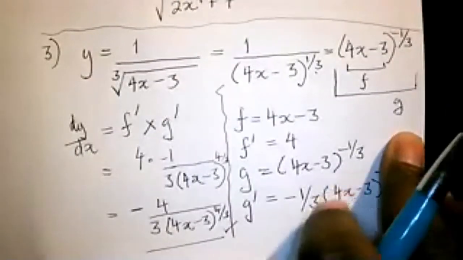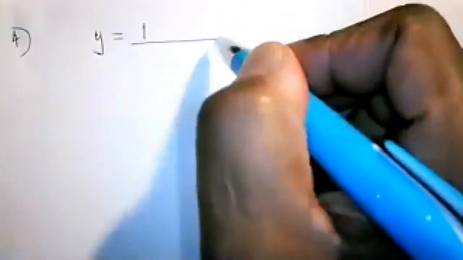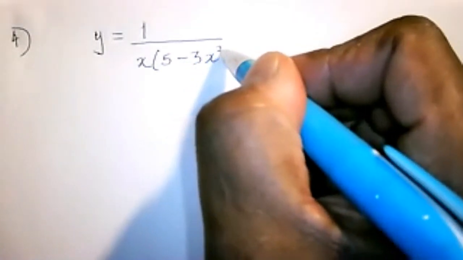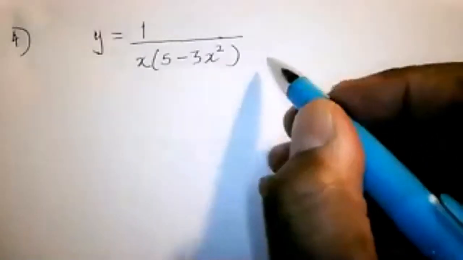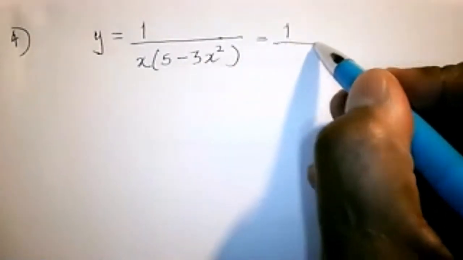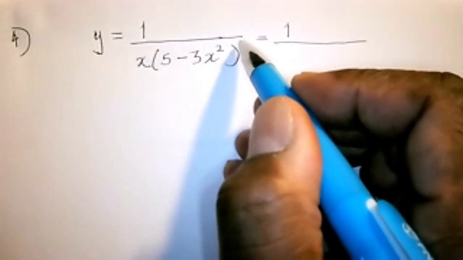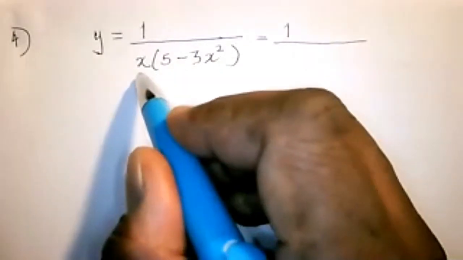Right, I've got one more to share with you. So the next one, that will be my example 4. And it is example 4, and it's the final one. Okay, right. So we have here y equal to 1 over x times (5 minus 3x squared), like this. Because the power here is 1, we're not constrained, so we can multiply out.